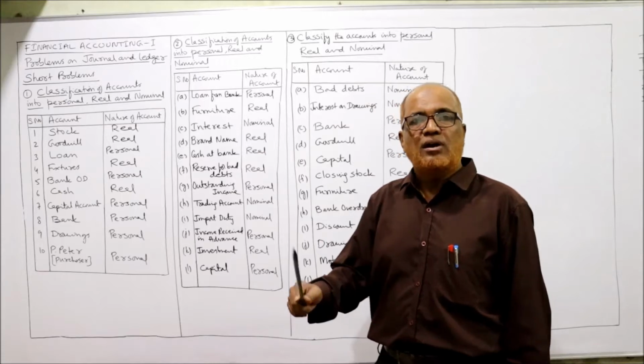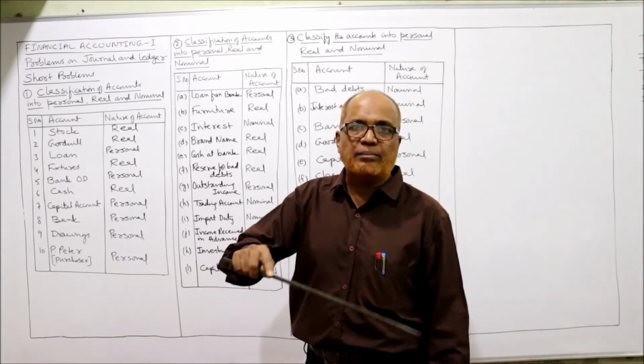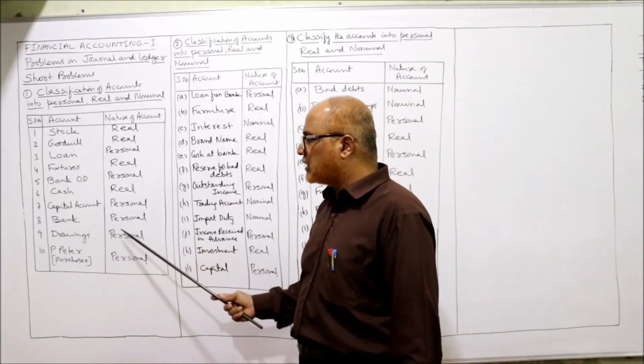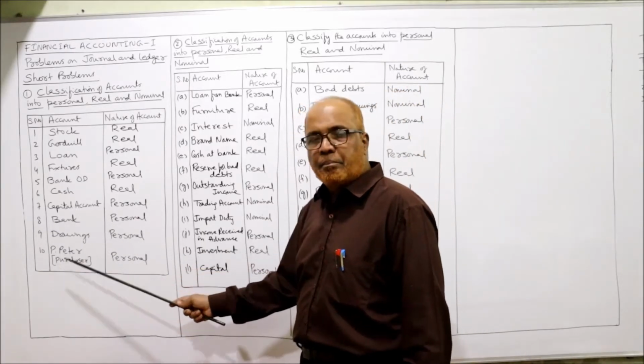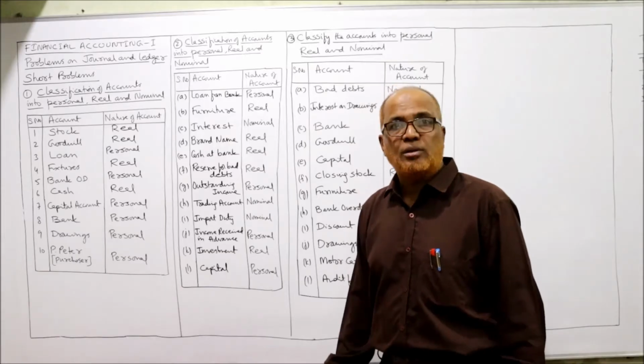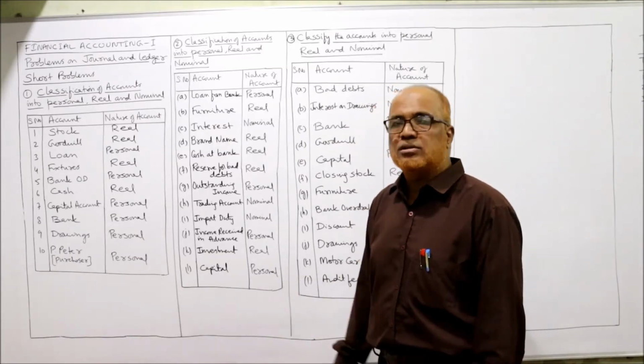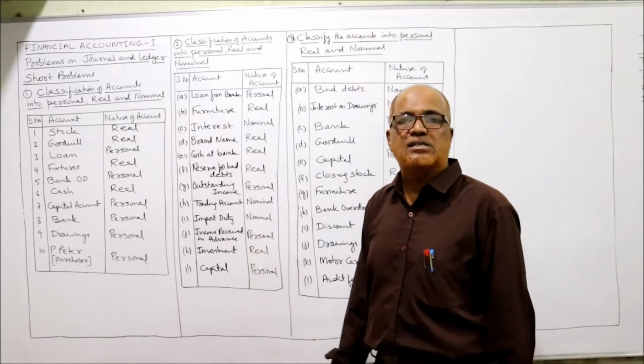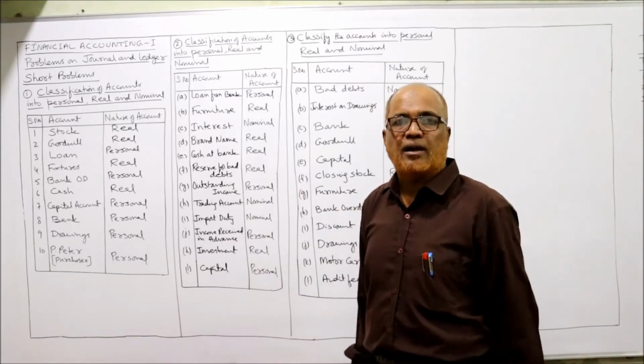Drawing is the amount which is withdrawn by the owner from the business for personal use. So capital and drawings both are personal. Peter, purchaser. So Peter is a natural person, so personal account, that's all. So we have classified all the accounts into different categories: personal account, real account, nominal account.